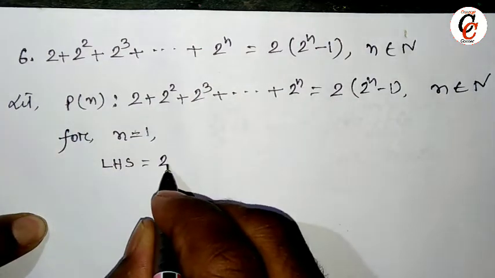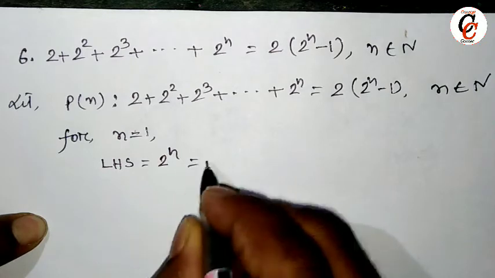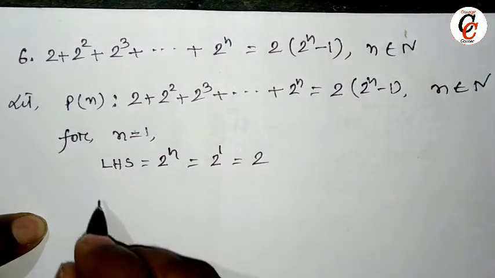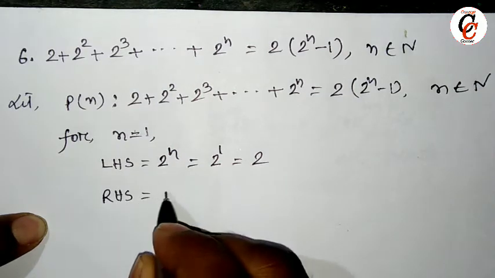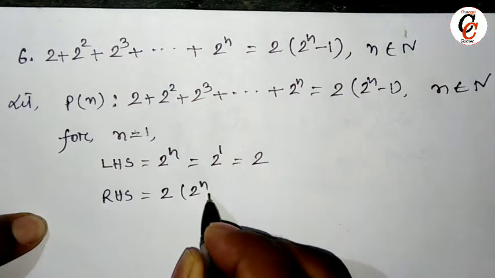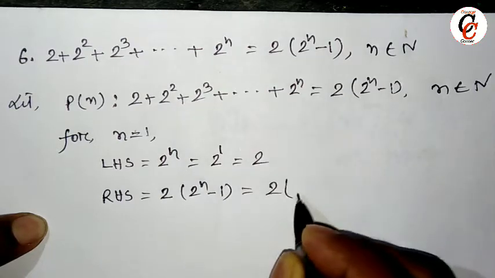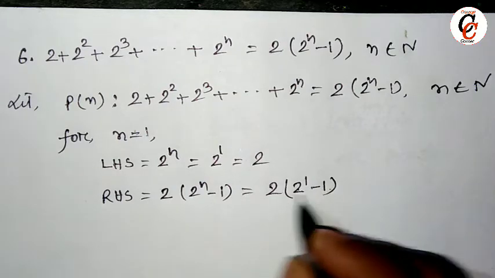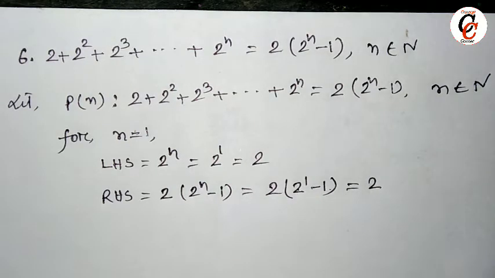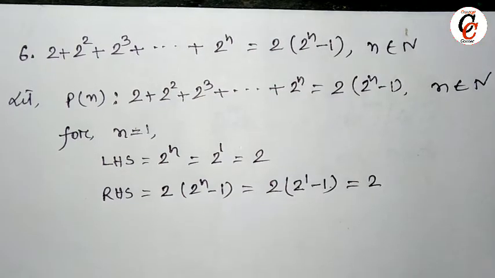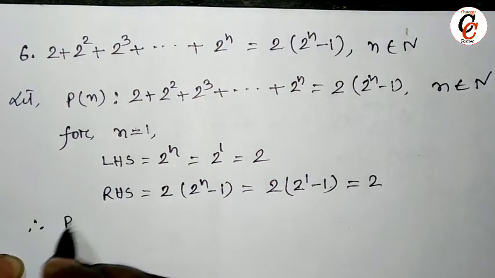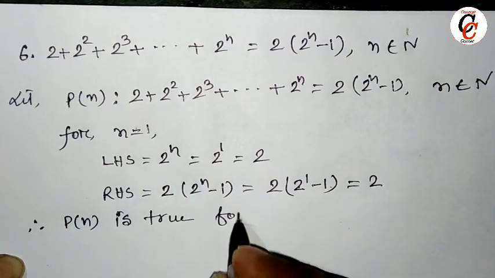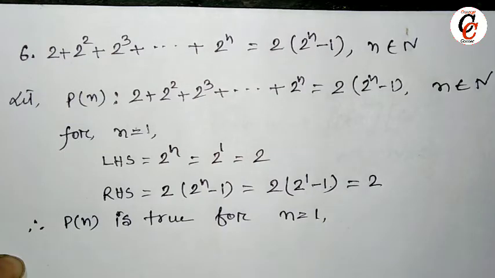So first step is to prove for n equal to 1. We will take left hand side. Left hand side is 2 to the power n, so we will put 1, the value of n, that gives 2. Right hand side: 2 into (2 to the power n minus 1), so 2 into (2 to the power 1 minus 1). 2 to the power 1 means 2, minus 1 is 1, into 2, 2. That means left hand side and right hand side are equal. Therefore Pn is true for n equal to 1.